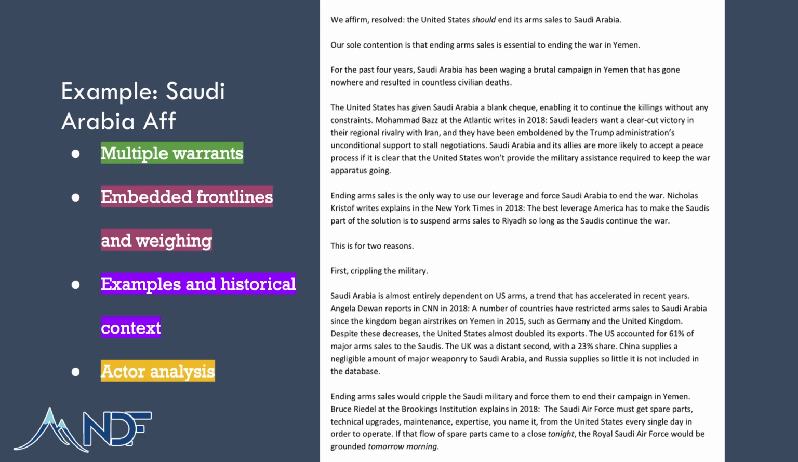Bruce Riedel of the Brookings Institution explains in 2018, the Saudi Air Force must get spare parts, technical upgrades, maintenance, expertise, you name it, every single day from the U.S. in order to operate. If that flow of spare parts came to a close tonight, the Royal Saudi Air Force will be grounded tomorrow morning.